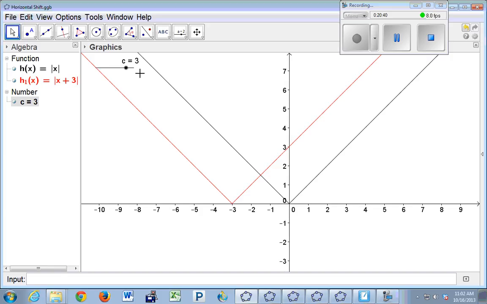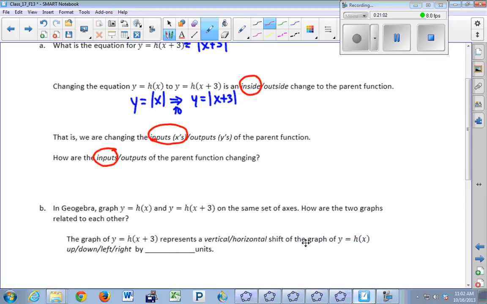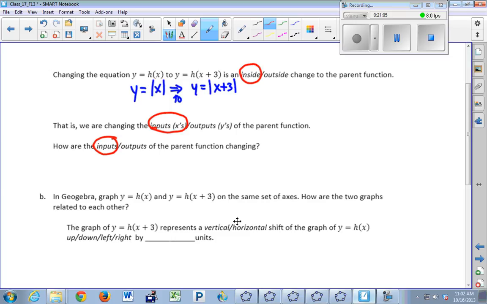So what I've heard is, I had a feeling, oh, it's wrong. Okay. So what happened to this? How did our new function change from our original function? How did it shift? To the left 3. So let's write that down. So when we've graphed these on the same set of axes, the graph of h of x shifted to the left 3 units.